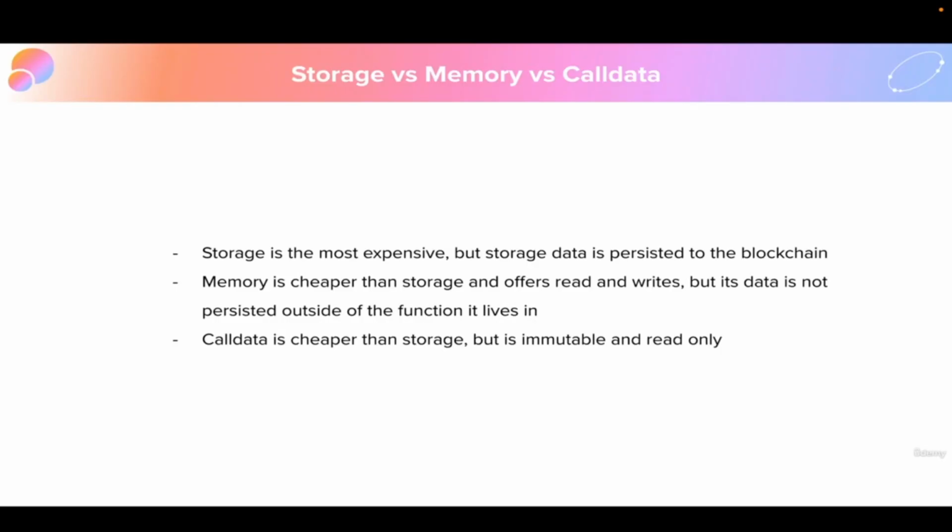We are almost done with the Solidity data types. Before we move on to other core concepts, we are going to look into storage, memory, and call data. These are all modifiers that we can apply to variables to specify where the EVM should store the data. Storage is the most expensive option, but the storage is persisted to the blockchain. Memory is cheaper than storage and offers reads and writes, but its data is not persisted outside of the function it lives in. Call data is even cheaper than storage, but it is immutable and read-only.